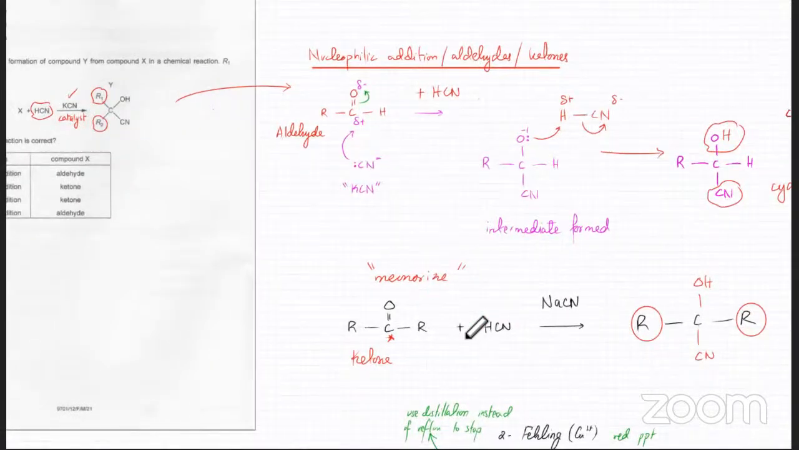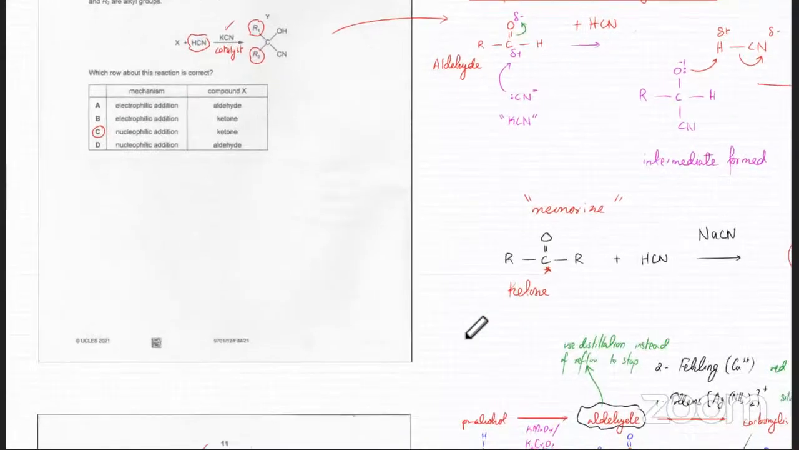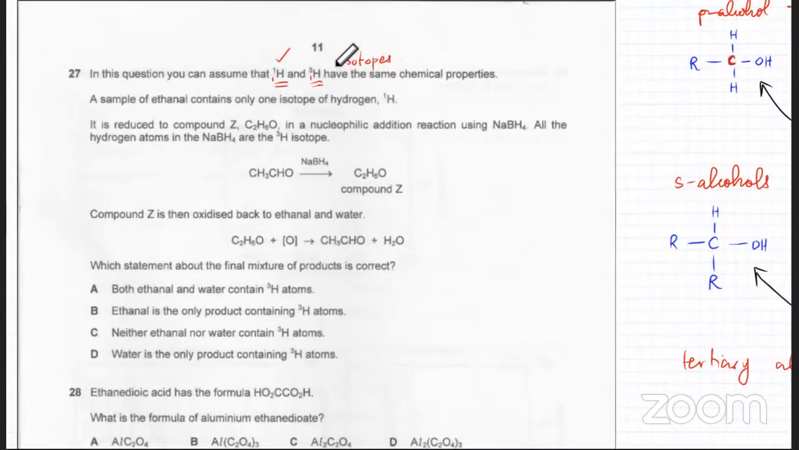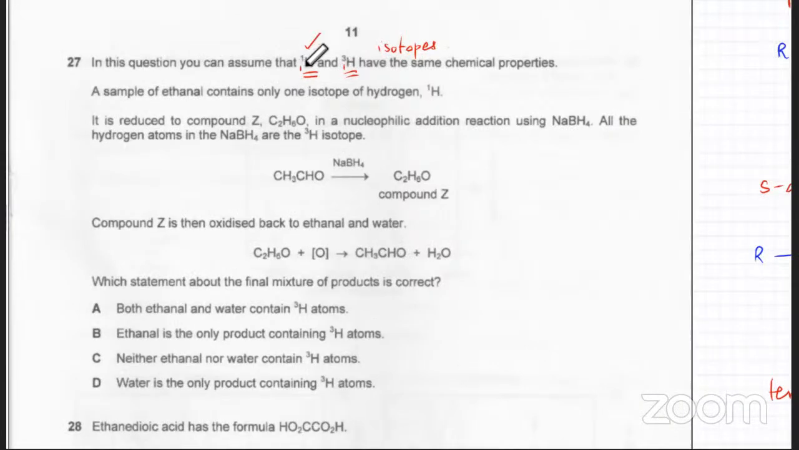अच्छा, अब next जो चीज है ना, that's where's the question? The question was over here. Now he was saying there were two isotopes, and in this reaction you can assume that H1 and H3 have the same chemical properties. And he specifically stated that all the hydrogen atoms in NaBH4 are the H3 isotope.